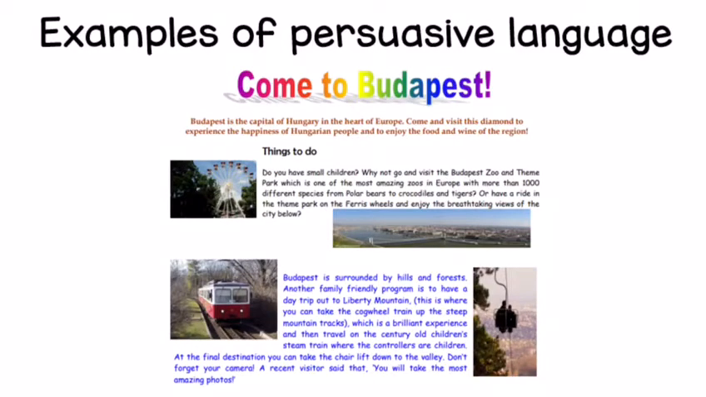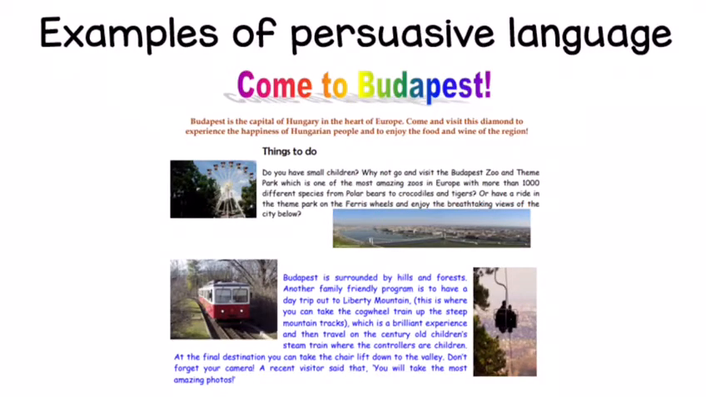Do you have small children? Why not go and visit the Budapest Zoo and Theme Park, which is one of the most amazing zoos in Europe, with more than 1,000 different species, from polar bears to crocodiles and tigers. Or have a ride in the theme park on the Ferris wheel and enjoy the breathtaking views of the city below. Budapest is surrounded by hills and forests.